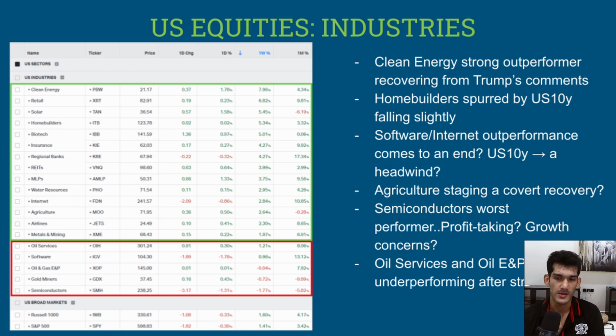It's quite interesting to see that semiconductors have been the worst performer. So there's a lot of questions here. Is it just a profit-taking move that's happening within the week? Is this indicative of growth concerns ahead for the economy, not just in the US, but also in the global economy? If you want to understand this a little bit more, I think you should start looking at the South Korean equity indices and develop your own view on the sector and what's happening at a global level.